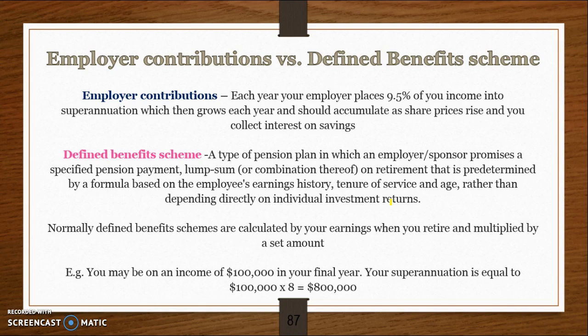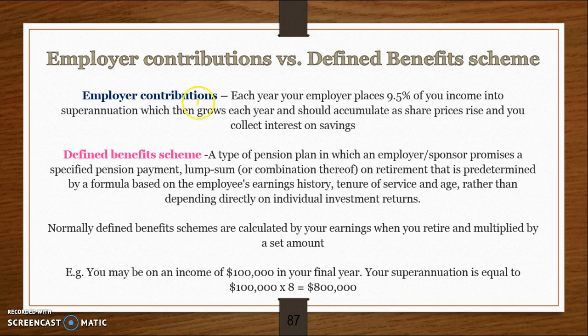Two other things you need to be aware of in relation to superannuation are what we call employer contributions and a defined benefit scheme. If your employer pays you employer contributions, that's when they put 9.5% of your income into superannuation, and that grows each year and accumulates as share prices rise and you collect interest on savings. So in that case, you take the risk. They put 9.5% of your income into superannuation, and then if shares and property aren't going well, the value of your super can actually fall.